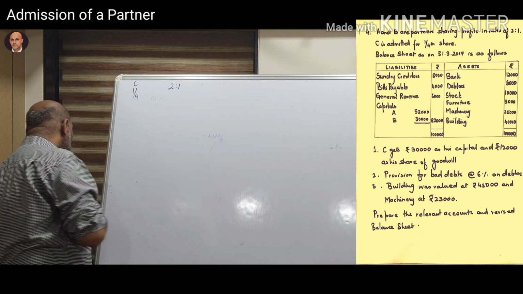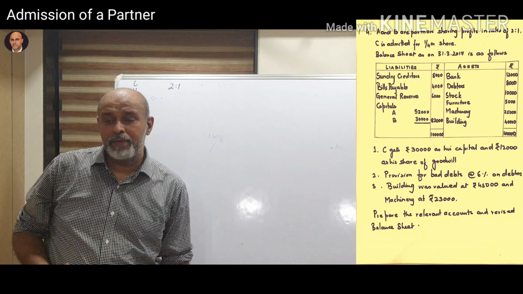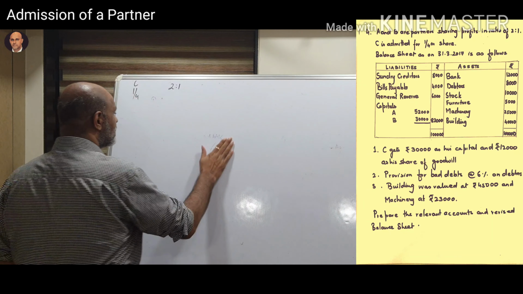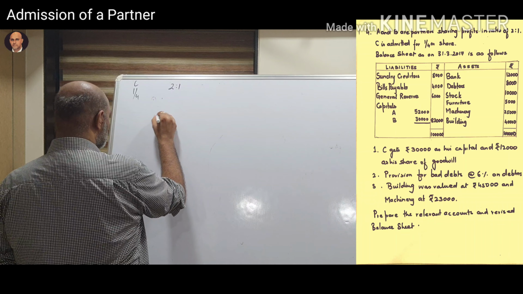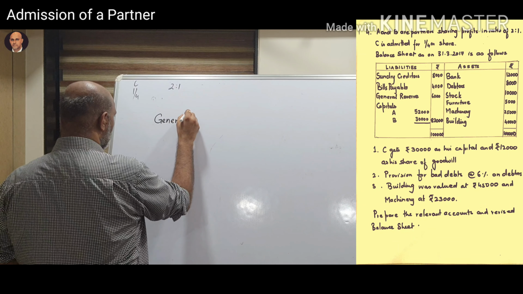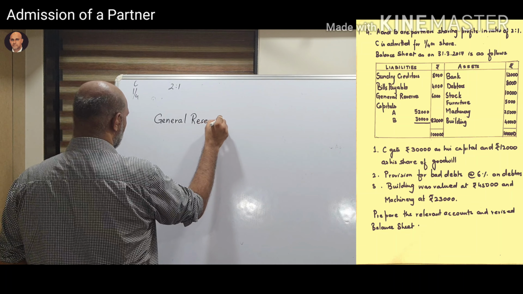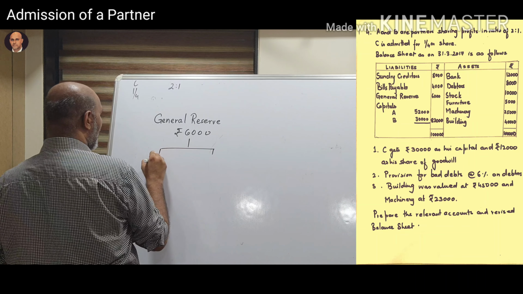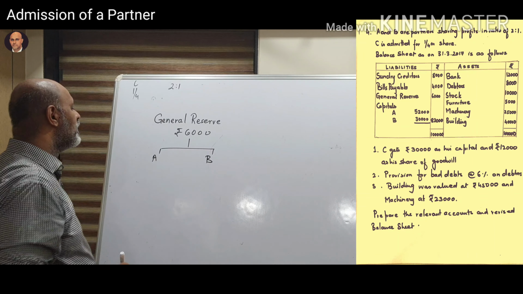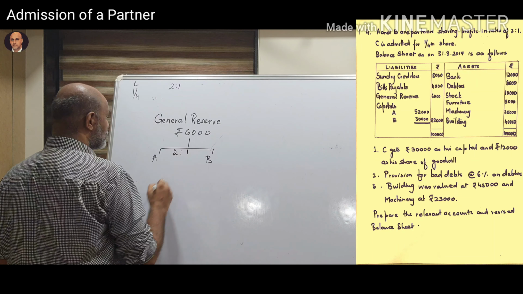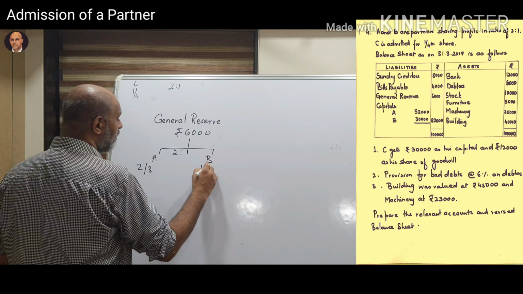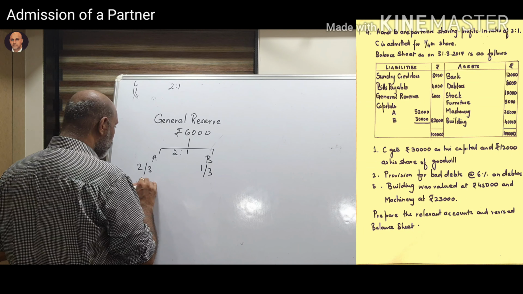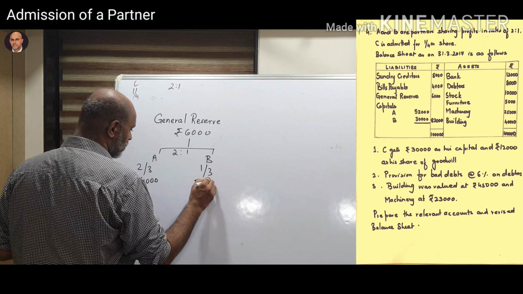Now, search for any items on the balance sheet if it is there. In our particular sum, we have got general reserve. There is a general reserve of 6,000. Now, this general reserve will be shared only between A and B, and it will be shared, of course, in the old ratio. So A will get 2/3 and B will get 1/3. 2/3 of 6,000 will be 4,000 and 2,000.